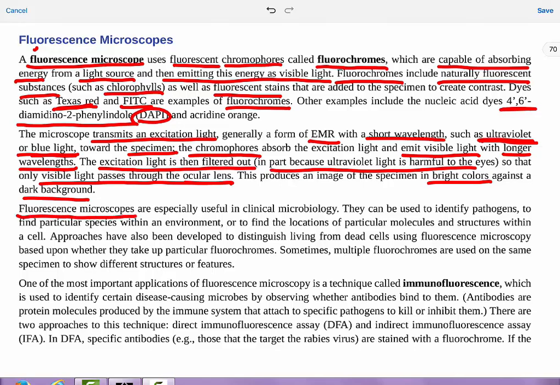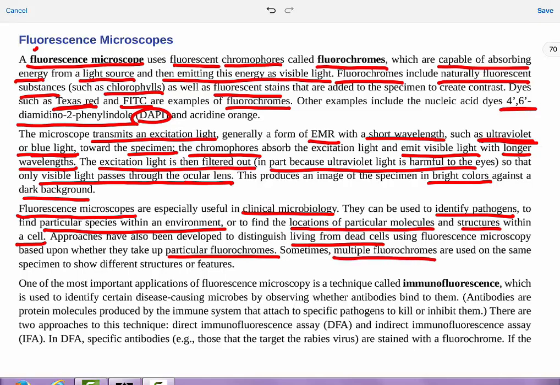So fluorescence microscopes are especially useful in clinical microbiology. They can be used to identify pathogens, to find particular species within an environment, or to find the locations of particular molecules and structures within a cell. Approaches have also been developed to distinguish living from dead cells using fluorescence microscopy based upon whether they take up a particular fluorochrome. So they're using that to see if it's washed with a particular fluorochrome. If a live cell will pick that up, for example, and a dead cell will not, then you can tell the difference between the two.